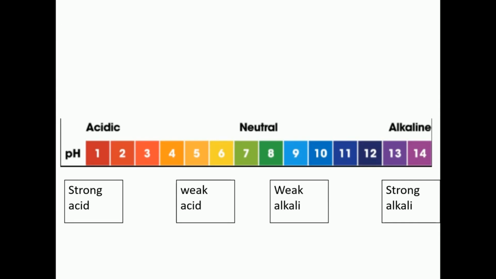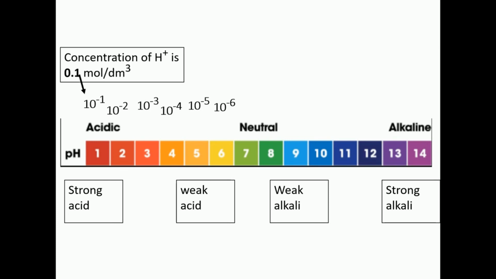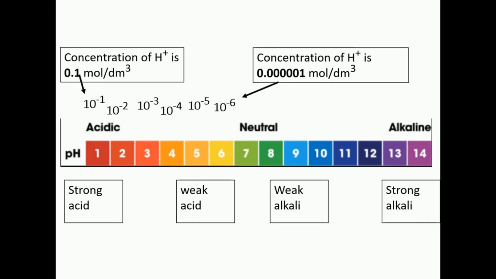If we transfer that information onto our pH scale, we can see that the strong acid with a pH 1 has a hydrogen ion concentration of 10⁻¹, pH 2 is 10⁻², and so on till we get to a weak acid with a concentration of 10⁻⁶ hydrogen ions. And if we put a couple of ordinary numbers in there, we can see how the stronger acid with the pH of 1 has got a 0.1 mole per dm³ hydrogen ion concentration, whereas the acid with a pH of 6 has got a much lower concentration of hydrogen ions.